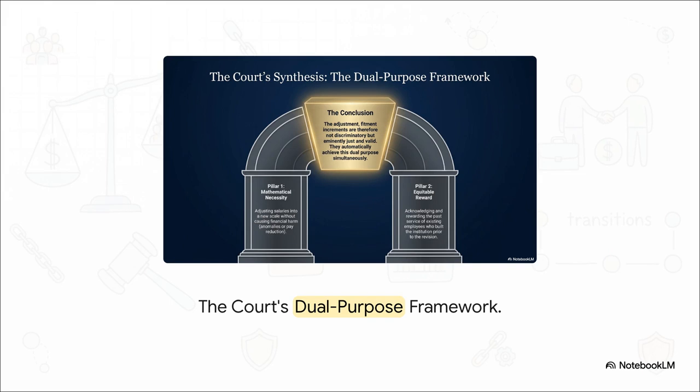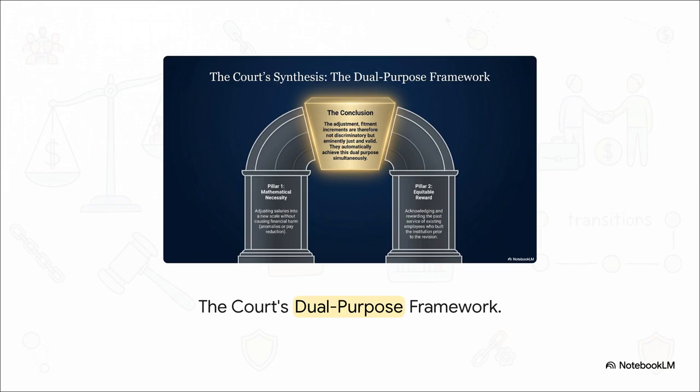And that brings us to Section 5, the Supreme Court verdict, equity over identity. Let's see how this all builds into the final synthesis. The Supreme Court ultimately concluded that fitment increments are absolutely not discriminatory. In fact, they're eminently just because they achieve a dual-purpose framework. Pillar 1 is mathematical necessity. You literally have to adjust salaries without causing financial harm to the current staff. And Pillar 2 is equitable reward.